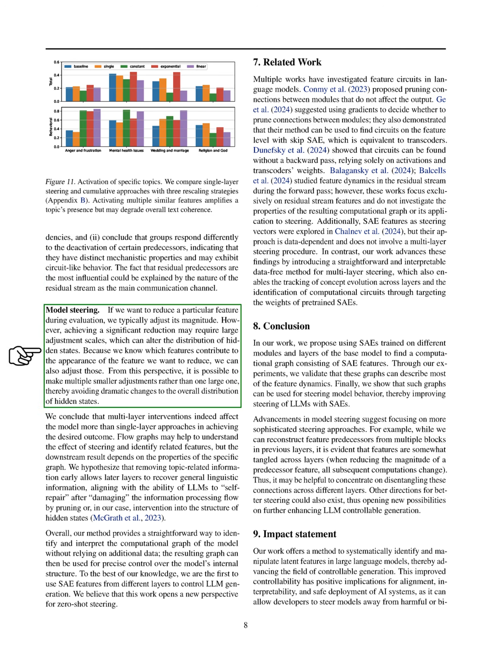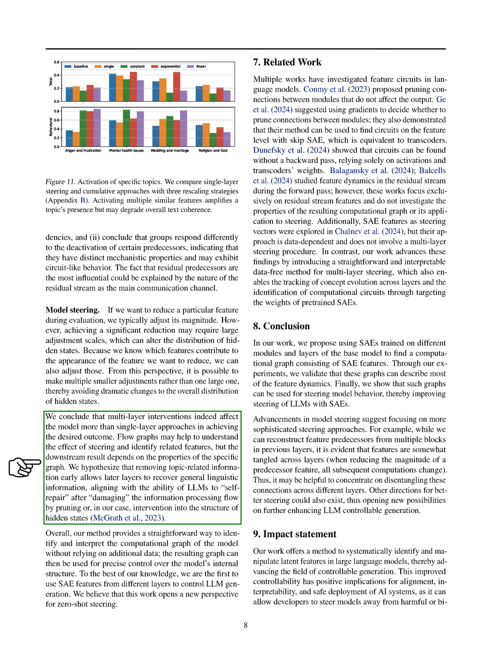When it comes to model steering, if we aim to reduce a specific feature during evaluation, we usually modify its magnitude. However, significant reductions might require large adjustments, which can disrupt the distribution of hidden states. Since we know which features contribute to the feature we want to reduce, we can also adjust those. This allows us to make several smaller adjustments instead of one large one, helping to maintain the overall distribution of hidden states.